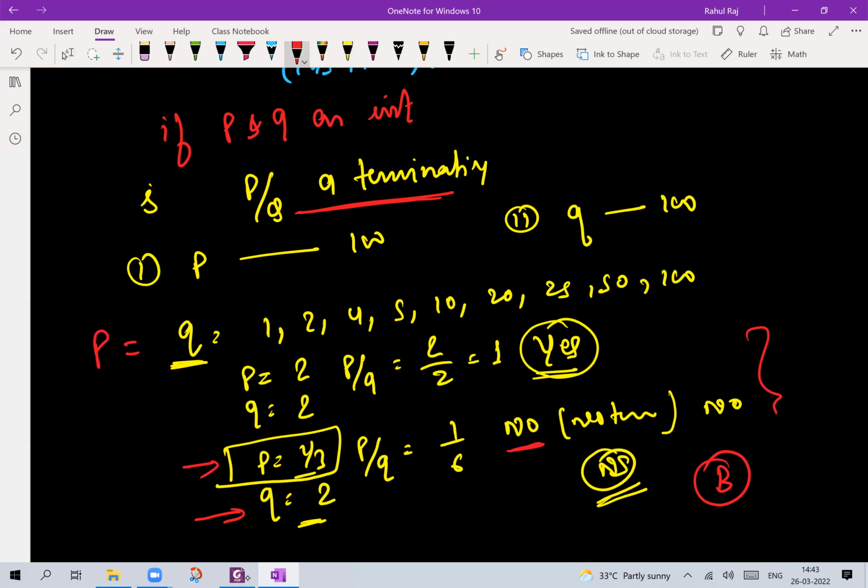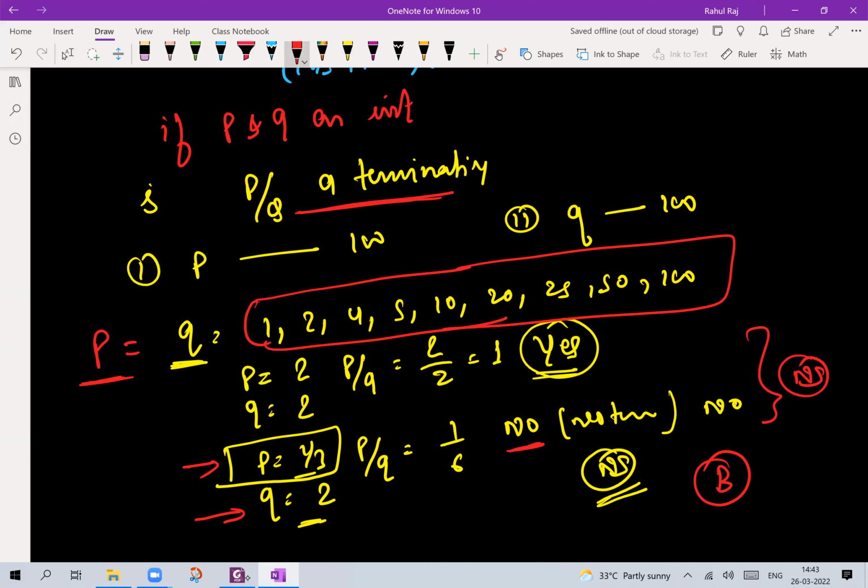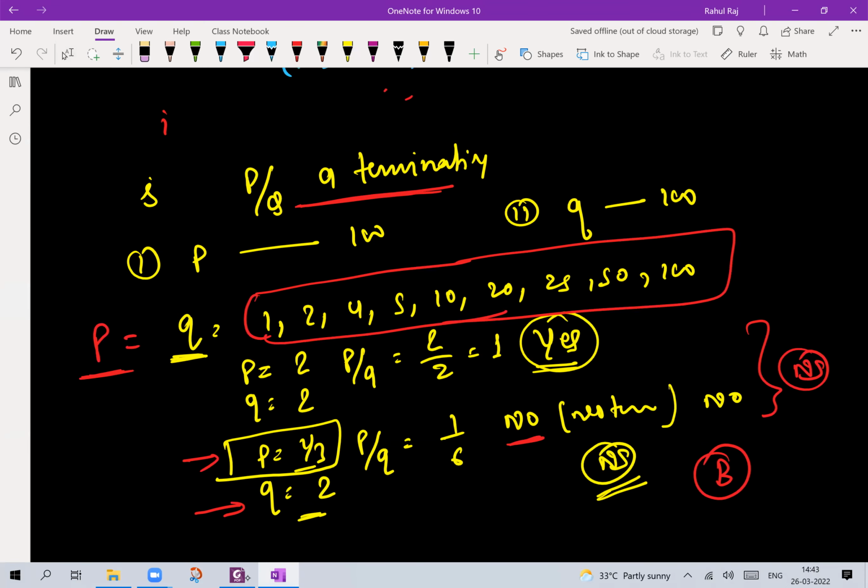I know option number 2 is also not sufficient. Then I go and combine. So when I combine, I can take P is equal to Q is equal to all these numbers. And you take any of these numbers and divide by each other, you will always get a terminating condition. So the answer to the given question is C.